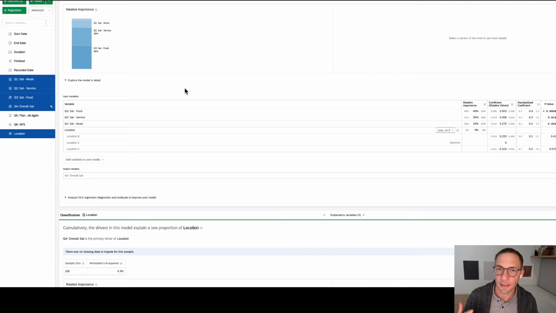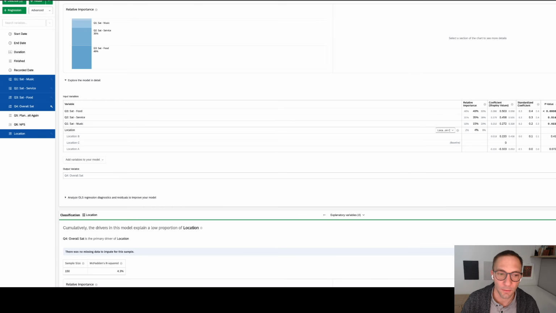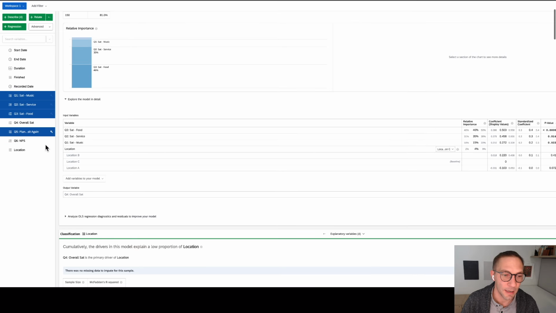Now, lastly, let's take a look at logistic regression. So we're going to get logistic regressions if our output is a category. It doesn't really matter, you can have any combination of inputs, but our output is a category. So let's start with plan to visit. That's a category. It has two categories, which is going to help us. I'm going to just select these three as my input, so Q1 to Q3, and plan to visit Q5 as my output. I'm going to click regression.